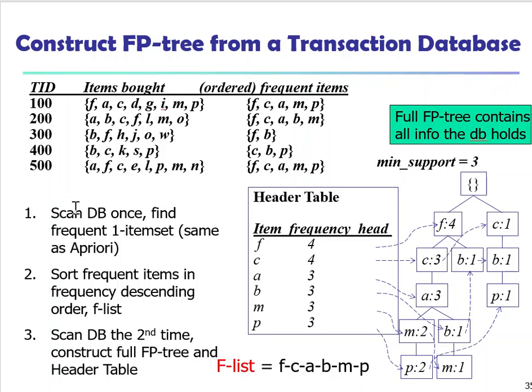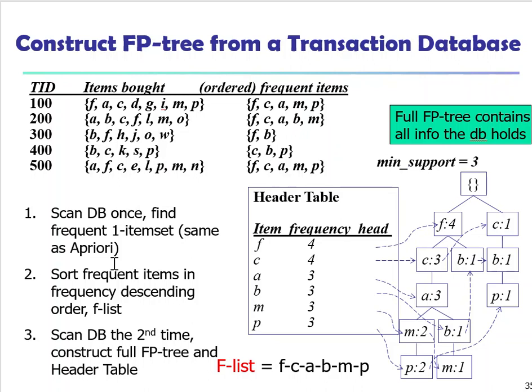So first we need to scan the database once and find the frequent one item sets. This is exactly the same as the a priori first step. We need to scan to find the frequent item sets. So the information is presented here, the item sets and their frequency. We have a minimum support of 3. So some of the items, for example L, that do not meet the minimum support are dropped.